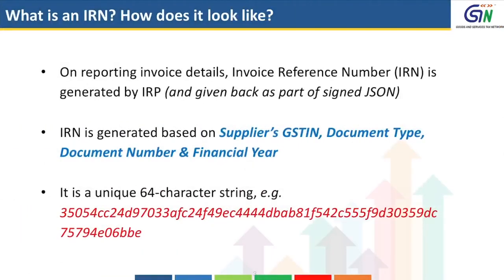What is an IRN? How does it look like? On reporting invoice details, the IRP will generate a unique reference number, IRN, and this will be part of the signed JSON. The IRN is generated based on supplier's GSTIN, document type, document number, and the financial year. The IRN is a unique 64-character string. You can see it here.